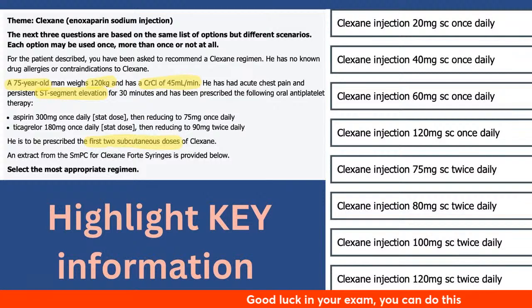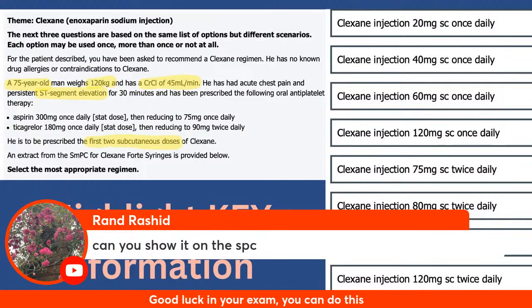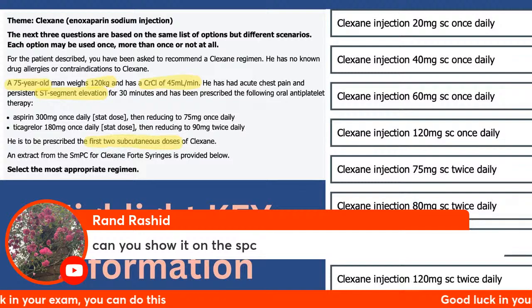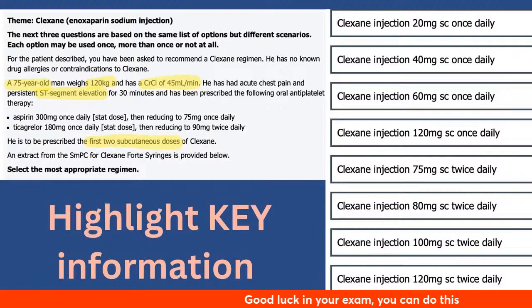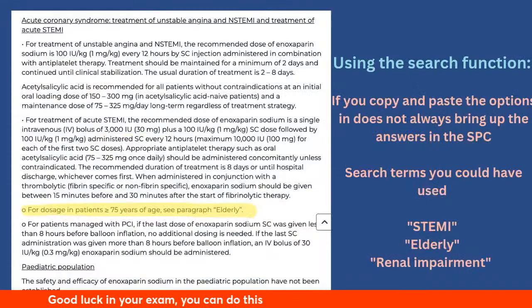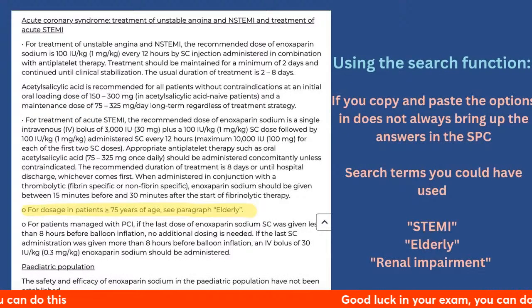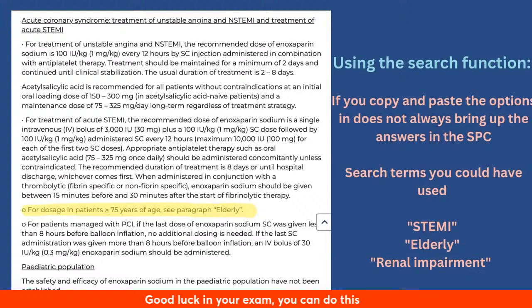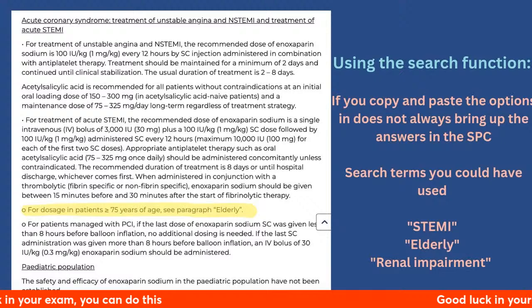Okay, can I show it on the SPC? I have taken screenshots because I don't think it's going to let me double share screens, if that makes any sense. So in terms of highlighting the key information, the question is asking you about a dose. So if you want to navigate straight through, you can go down to the clinical particulars, and then you're going to go onto your posology and administration.